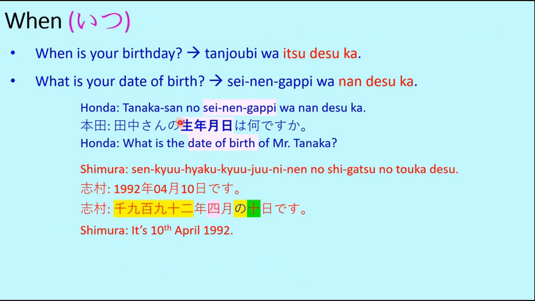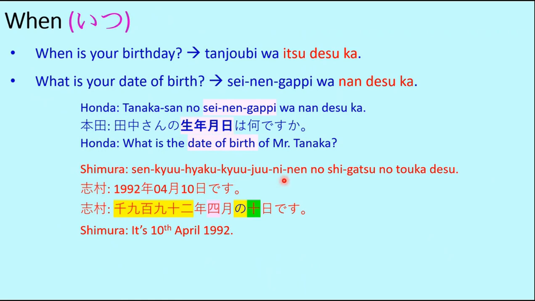So look at these four kanjis. So this is seinen gappi. So this is the kanji of life. This is the kanji of year. This is the kanji of month, and this is the kanji of day. So together it means the date of birth, because here life or birth implies the same thing. So seinen gappi is this combination of four kanji symbols. So what does Shimura-san reply?